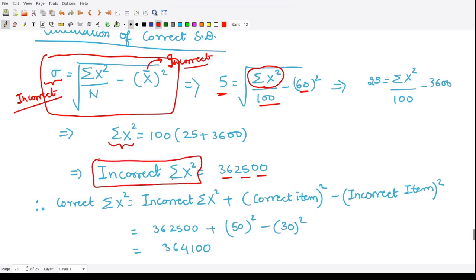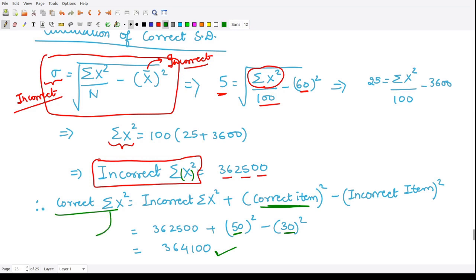Now in order to correct this quantity, what can you do? You can add the correct item. This is the square of every quantity, so here you add the square of the correct item and subtract the square of the incorrect item. The correct item was 50, so we'll add 50 square, and the incorrect item was 30, so we'll subtract 30 square. That comes out to be 364100. So this is the correct value of summation x square.